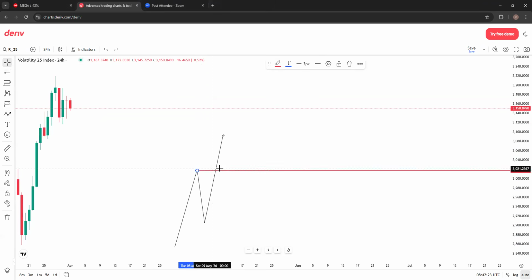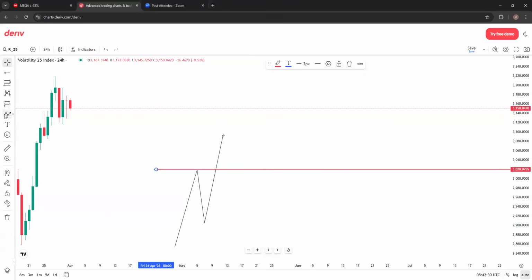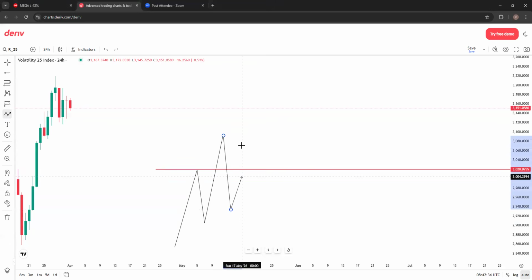Now, the break of previous highs is what makes us say we are in an uptrend, and the failure to break previous lows but continue to break previous highs is what makes us consider ourselves to be in an uptrend.